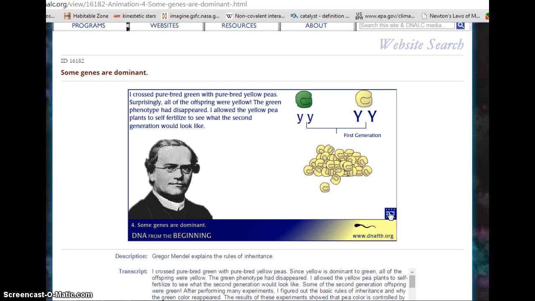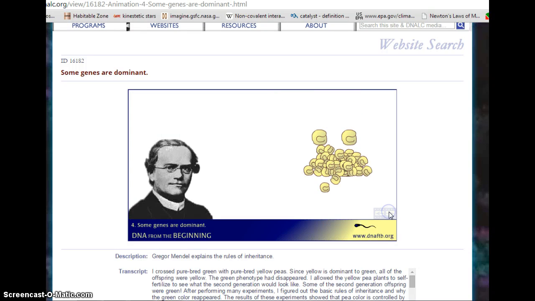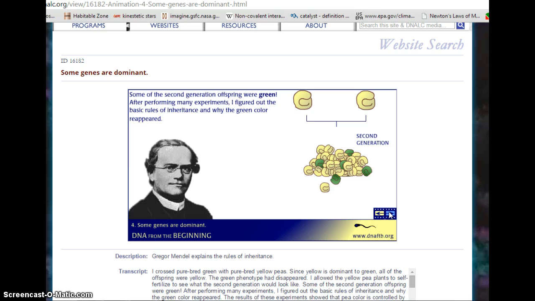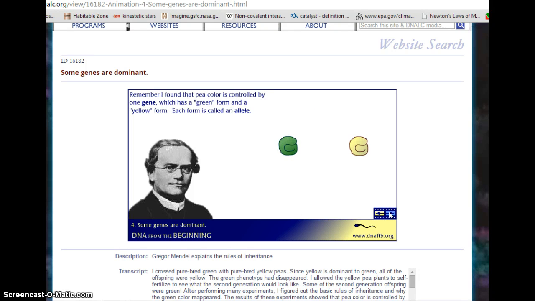So he says here, I crossed purebred green and purebred yellow plants. Surprisingly, all of the offspring were yellow. The green phenotype has disappeared. I allowed the yellow plants to self-fertilize to see what the second generation would look like. Some of the second generation offspring were green. After performing many experiments, I figured out the basic rules of inheritance and why the green color reappeared. Remember, I found the pea color is controlled by one gene, which has a green form and a yellow form. Each form is called an allele.